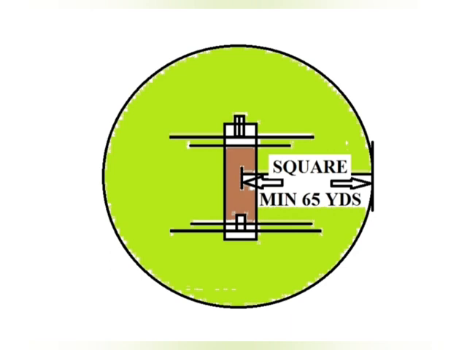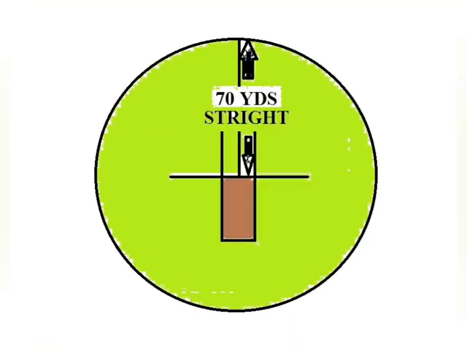As in the previous slide, we discussed that at any given point of time, the distance from boundary to boundary should be minimum 150 yards. Similarly, there is a rule that the minimum length of the square boundary must be 65 yards. Likewise, the minimum length of the straight boundary has to be 70 yards, and this distance is calculated from the center of the pitch, 70 yards from center.